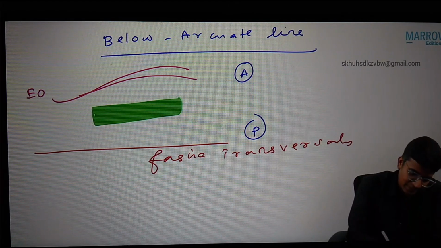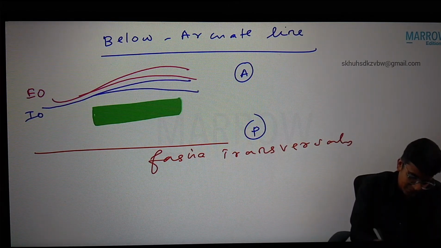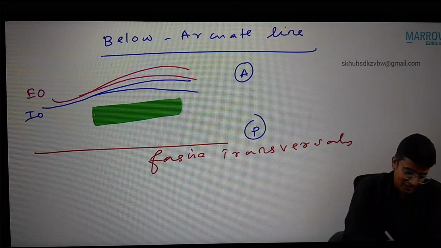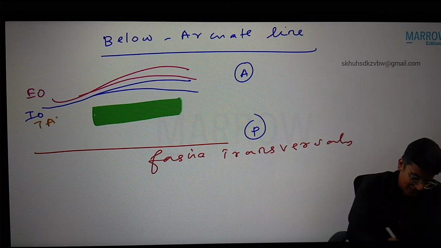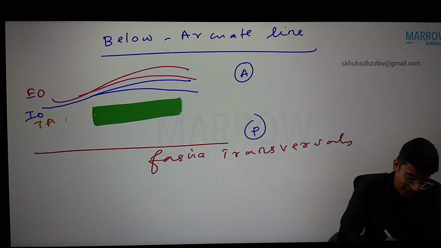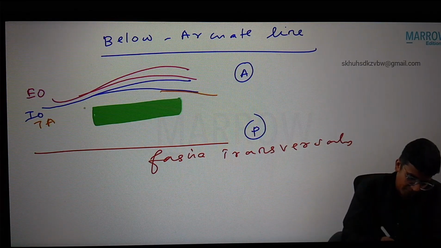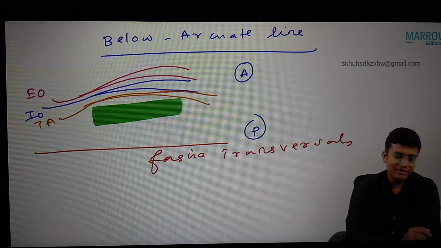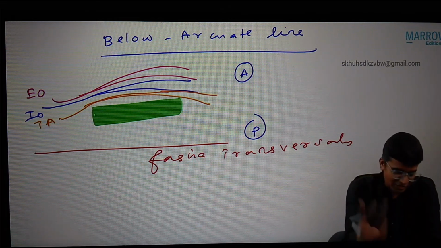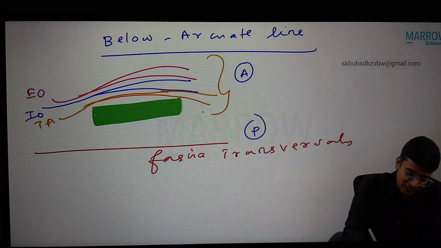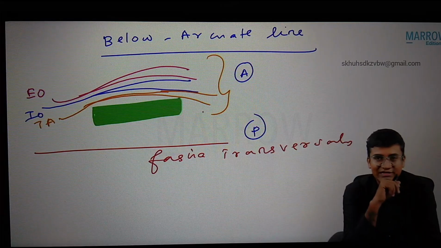Next, internal oblique. So internal oblique, again the two lamellae passing in the front side. And this is our transverse abdominis. Again the two lamellae of transverse abdominis, they are passing in the front side like this. Okay. So all the lamellae of the external oblique, internal oblique, transverse abdominis are giving contribution to the anterior wall of the rectus sheath.